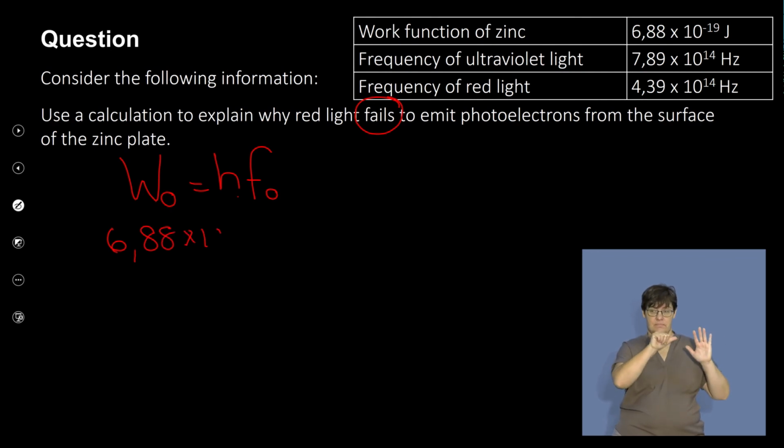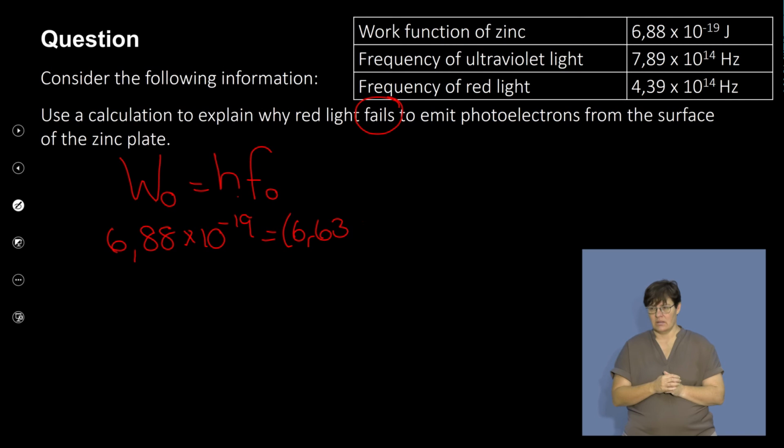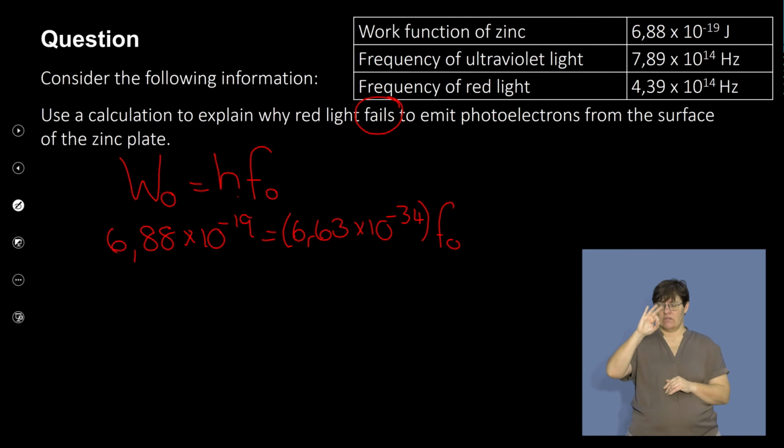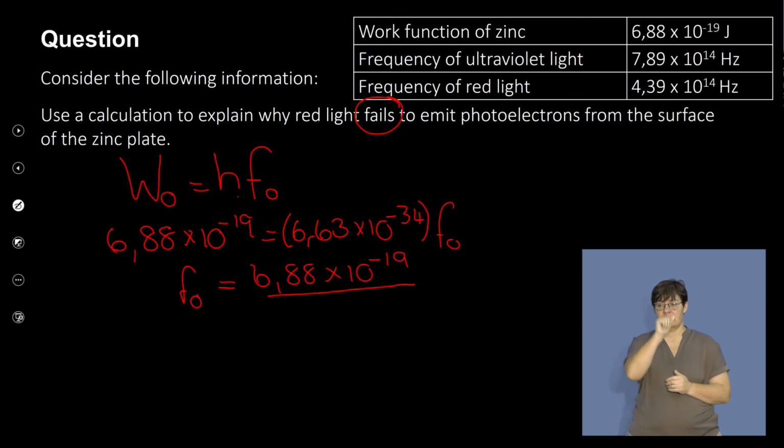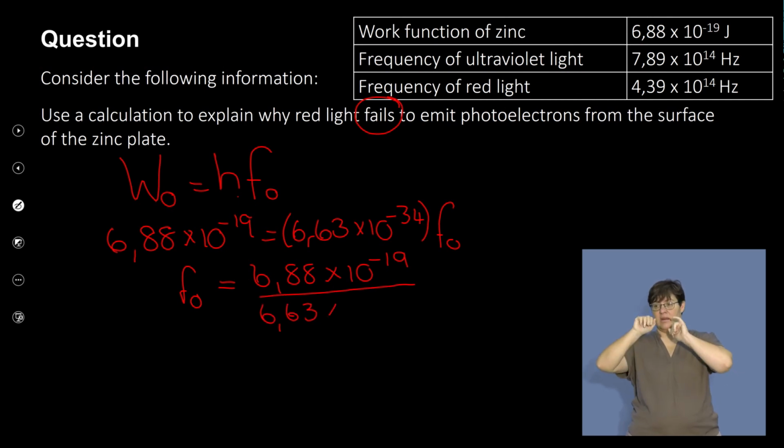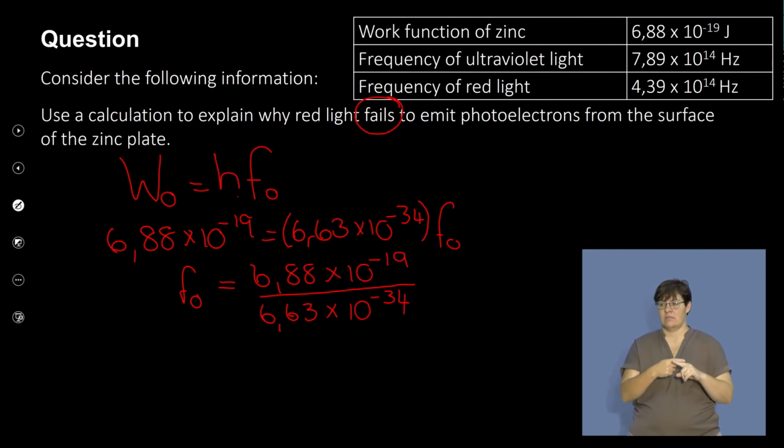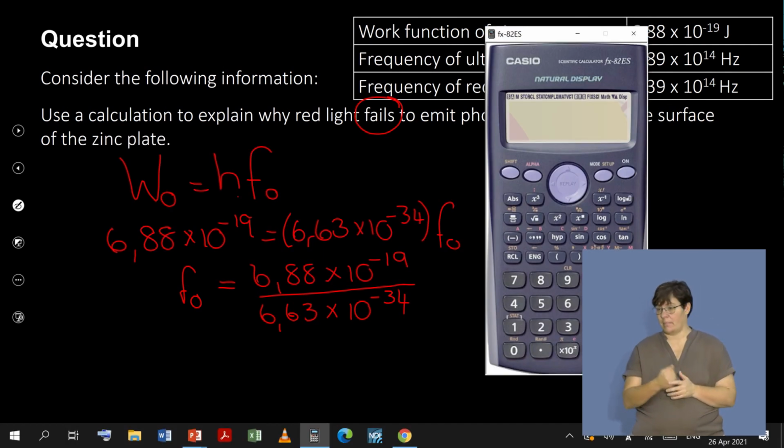6,88 times 10 to the minus 19. Planck's constant you will see on your information sheet, 6,63 times 10 to the minus 34. And I want the frequency. So to get f0 on its own, I'm going to take the work function, divide it by Planck's constant. Oh, yes, that's right. Just checking that I'm writing it down right. And we're going to use our calculators. I certainly cannot do this in my head.